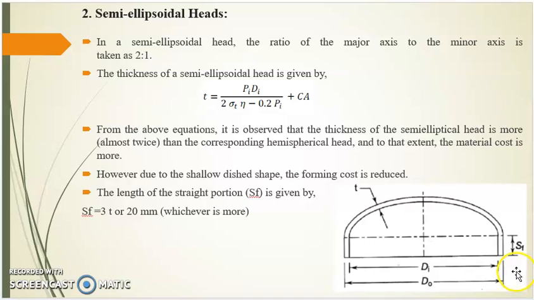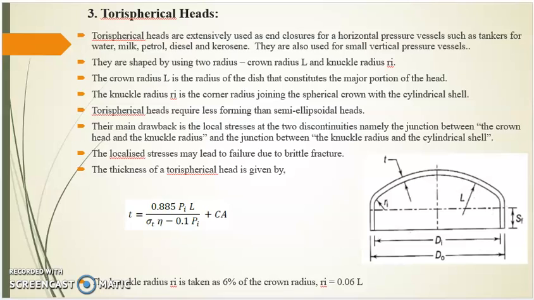This is SF, the length of the straight portion, Di the internal diameter, Do the external diameter, and T is the thickness. Now we will see toruspherical heads.